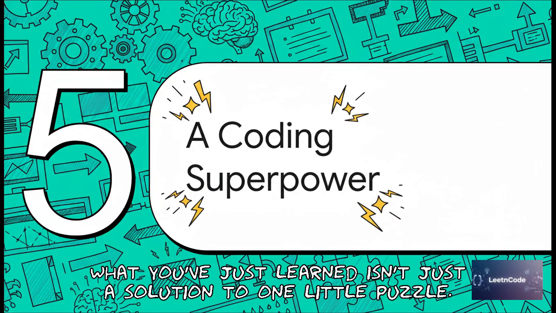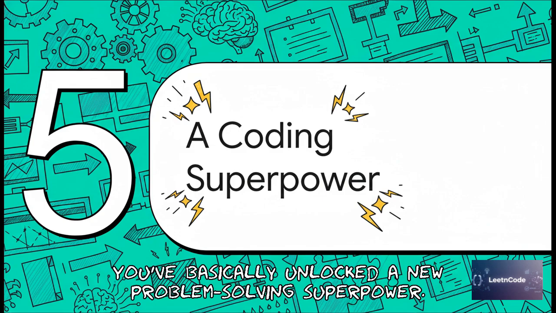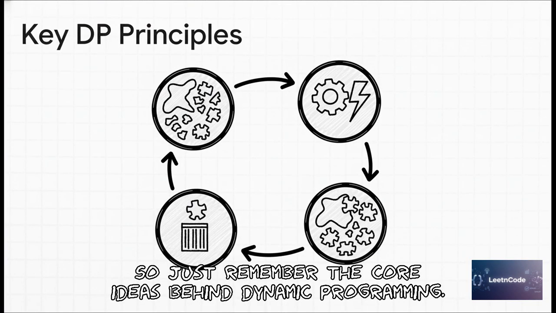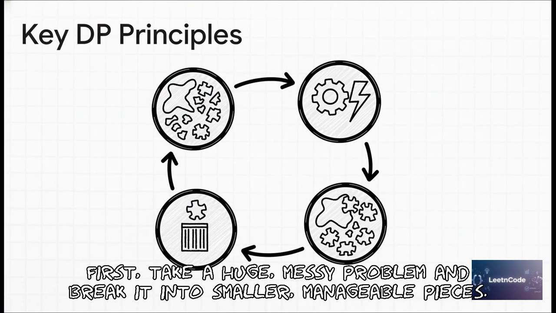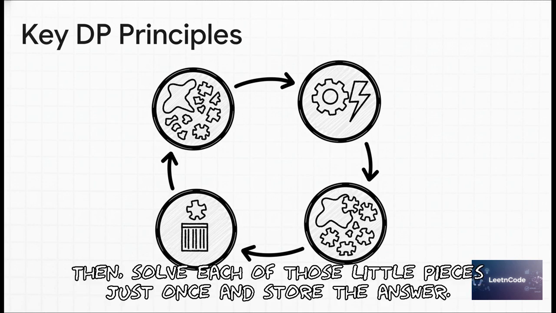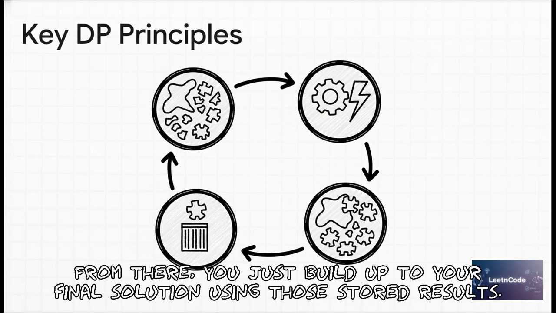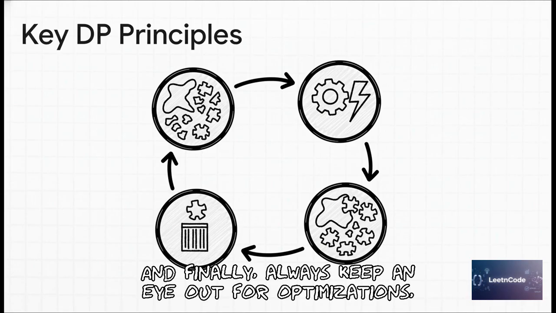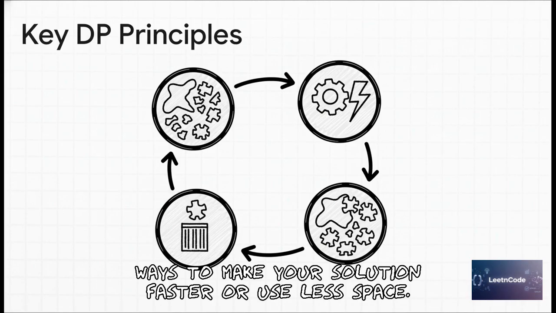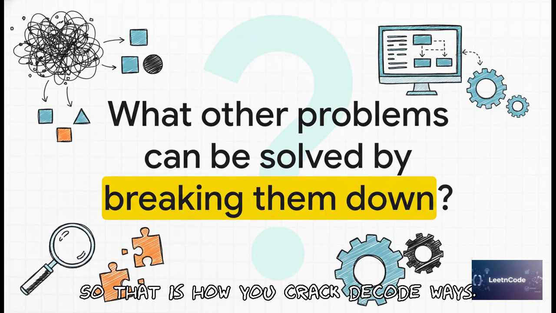But here's the thing. What you've just learned isn't just a solution to one little puzzle. No way. You've basically unlocked a new problem-solving superpower. So just remember the core ideas behind dynamic programming. First, take a huge, messy problem and break it into smaller, manageable pieces. Then, solve each of those little pieces just once and store the answer. From there, you just build up to your final solution using those stored results. And finally, always keep an eye out for optimizations, ways to make your solution faster or use less space. So that is how you crack Decode Ways.